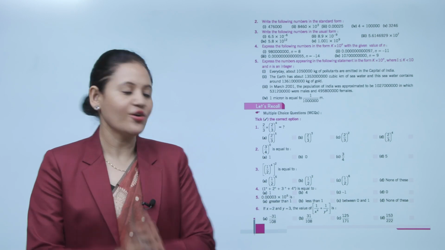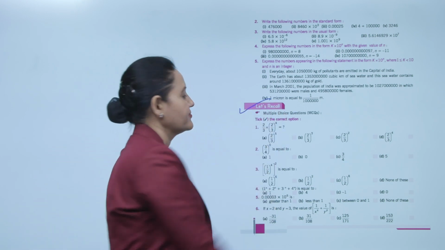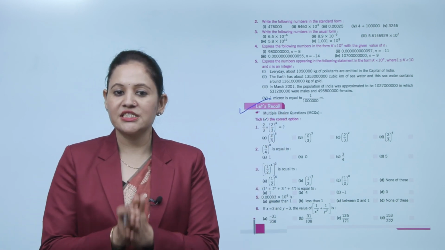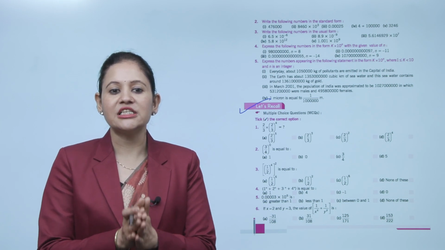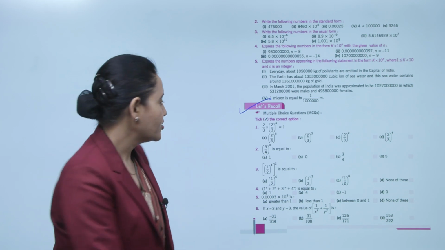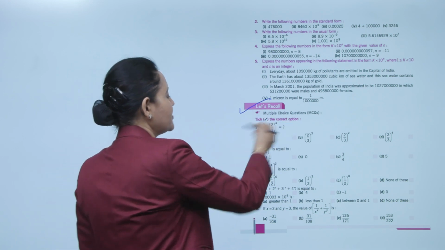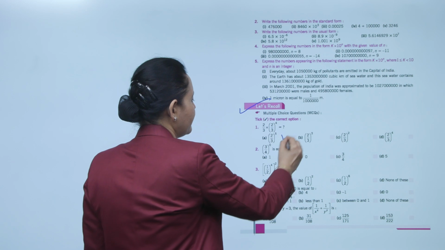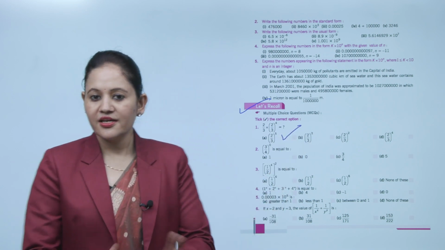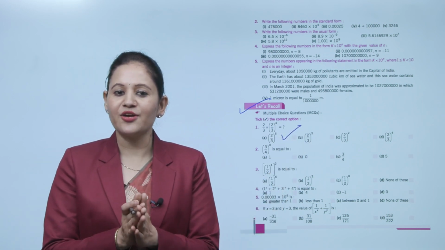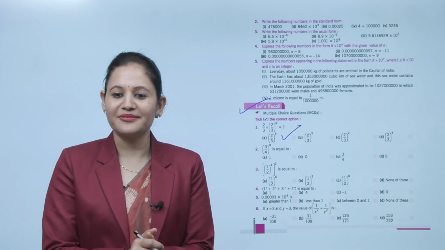Next is, let's recall. Multiple choice questions: take the correct option. 2 upon 3 into 2 upon 3 to the power 4. So 2 upon 3 to the power 1, and that means 1 plus 4, which is 2 upon 3 to the power 5. A is the correct option here. Clear? So here we end the chapter. I hope you understand it well. Now you have to practice it.